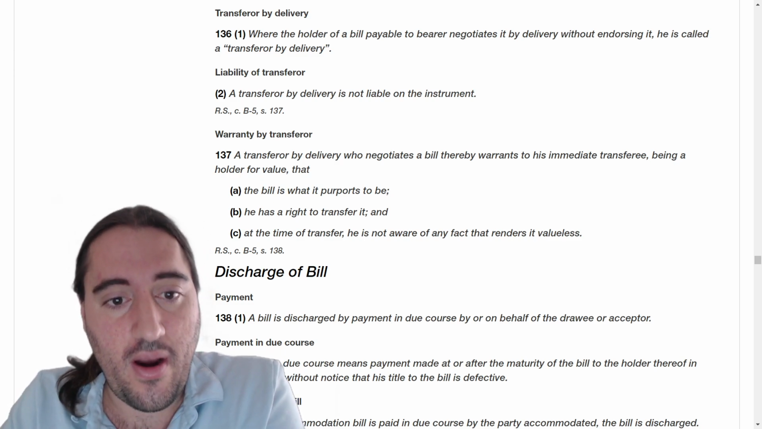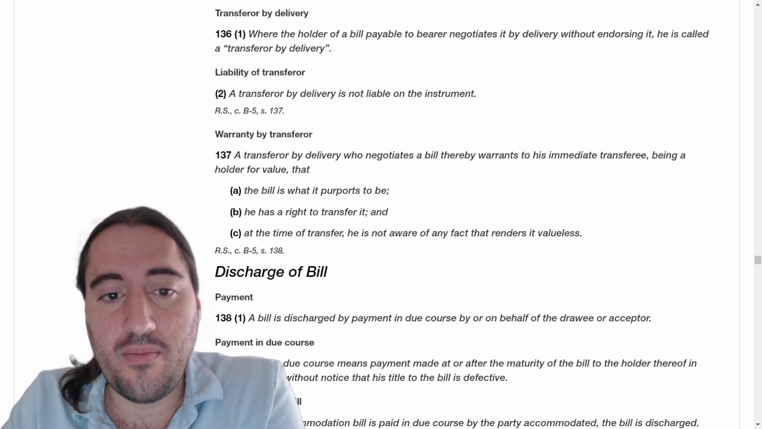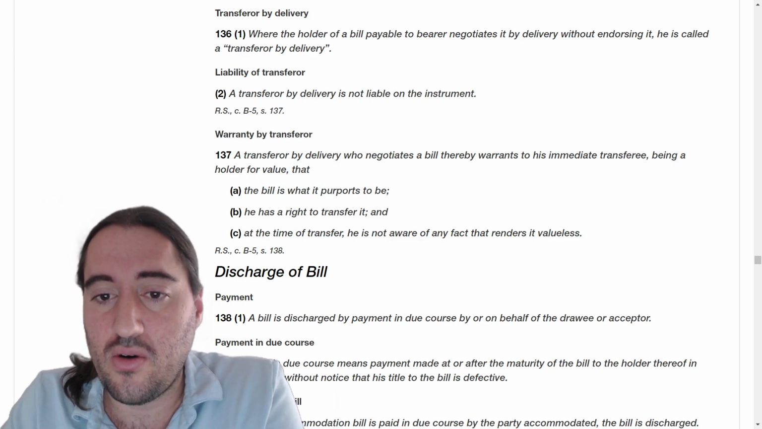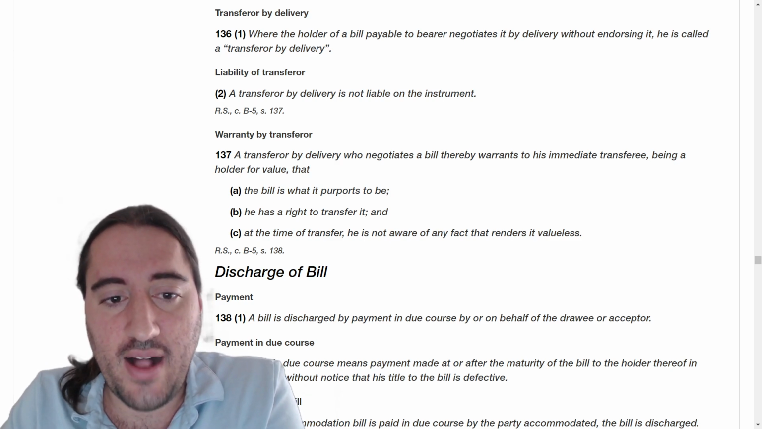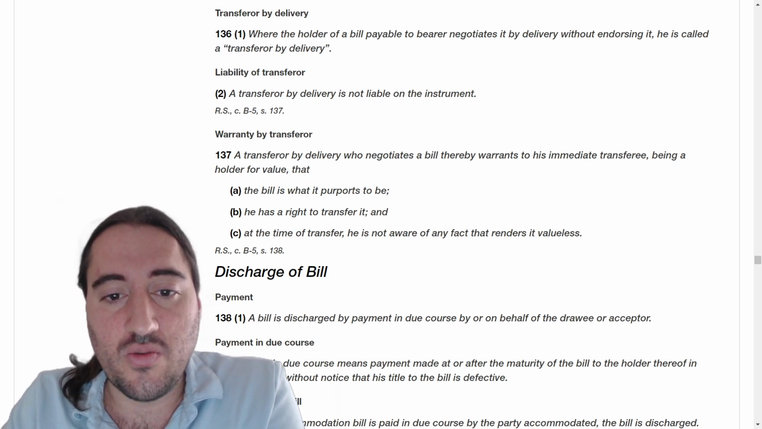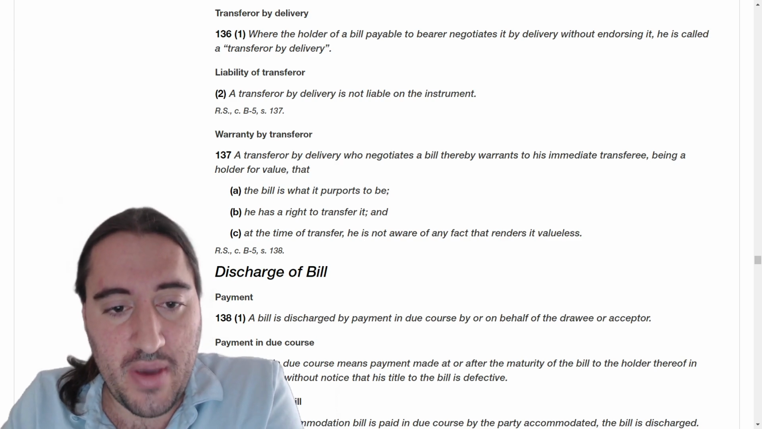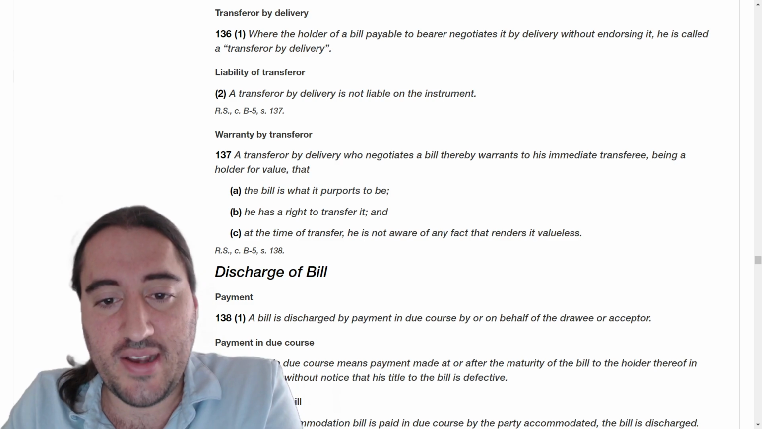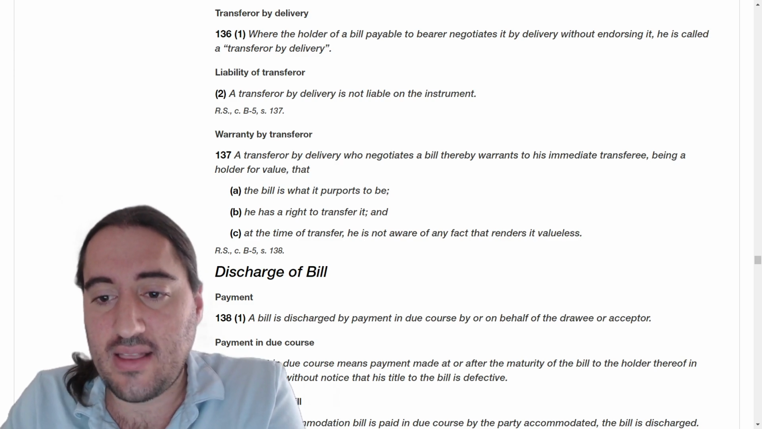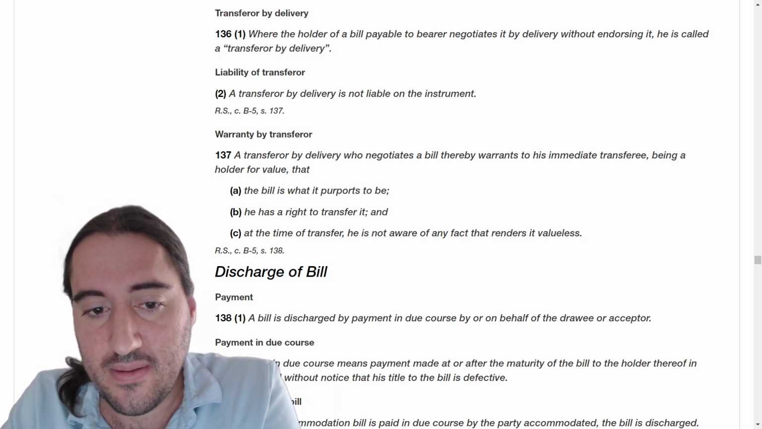Warranty by transferor. A transferor by delivery who negotiates a bill thereby warrants to his immediate transferee, being a holder for value, that A. the bill is what it purports to be, B. he has a right to transfer it, and C. at the time of the transfer he is not aware of any fact that renders it valueless.